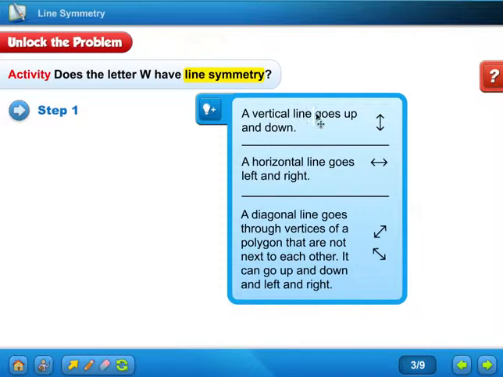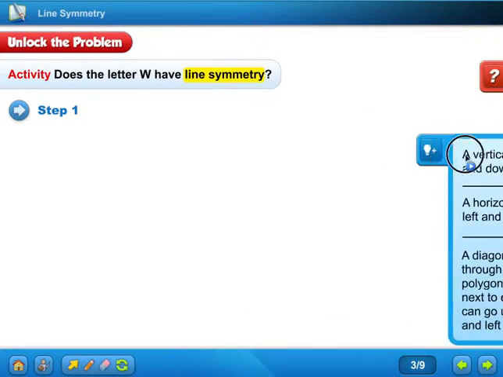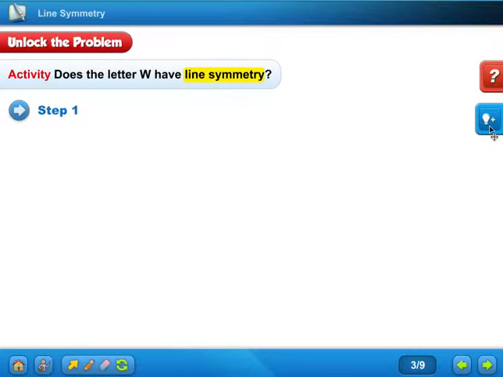So you could have a vertical line, which is a line that goes up and down, a horizontal line, which goes left to right, or a diagonal line, which goes on an angle right here. So these are the different lines that you can have. And what happens is, we'll show you in this first one that we do, because line symmetry can be folded and the same side matches the other side. So let's do this first one and I'll show you what it is.